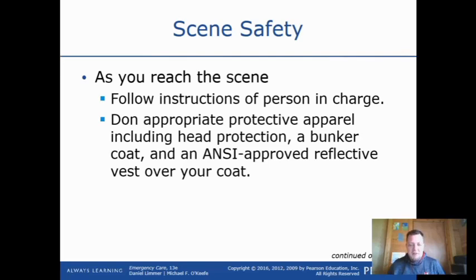Don your appropriate protective apparel: a helmet, bunker gear, and a vest. So where I work at Mercy, we do not have the vests or the bunker coats. Okay, we are provided a helmet and a vest, which should be used when you're on the scene of a car accident. So not every department has the bunker gear.